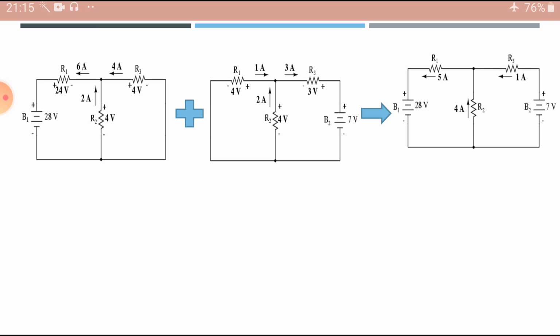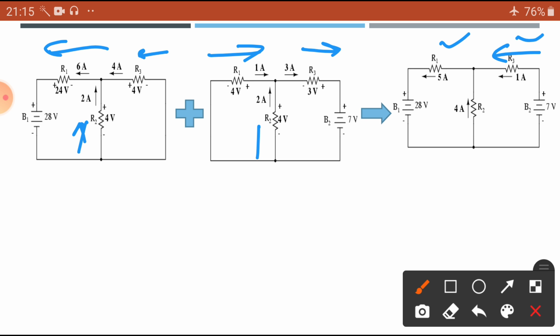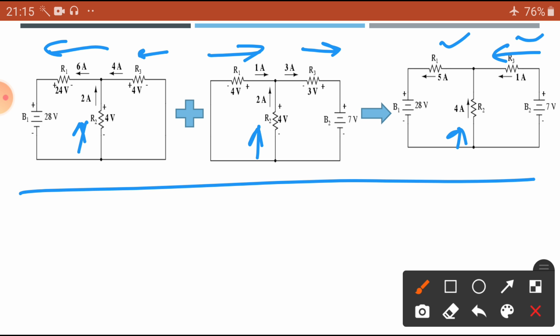Now you can observe here the current is in this case flowing 6 amperes, in this case 1 ampere, 6 minus 1, 5 amperes current. Here 4 amps coming here, here 3 amps coming in this direction. So 4 minus 3, we get 1 ampere in this direction. Here 2 amperes going here, here 2 amperes also going here, 2 plus 2, 4 amperes going here. Simply superimposed, we get the final one. That is known as the superposition theorem.